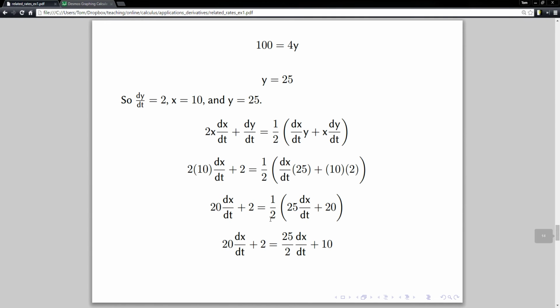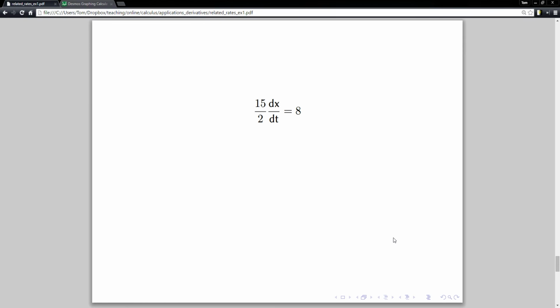Next up, I'm going to distribute this 1/2 through the parentheses. So 1/2 times 25 is 25 halves. 1/2 times 20 is 10. And now the equation is simplified as far as I can get it on either side. So now I'm going to try and get all the dx/dt's on one side and all the terms without dx/dt on the other side. So subtract 2 from both sides. That will give me an 8 over here.